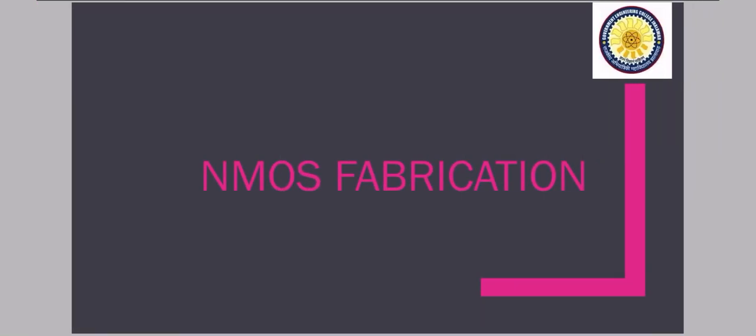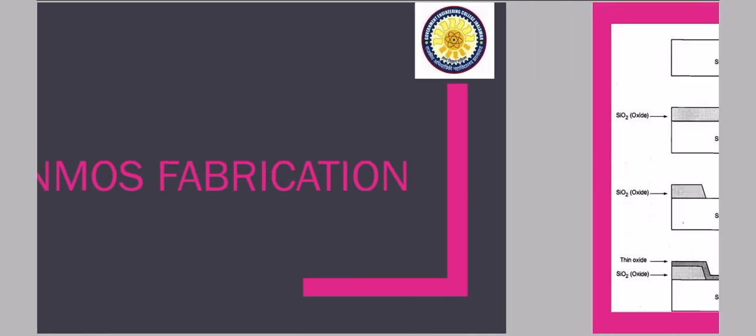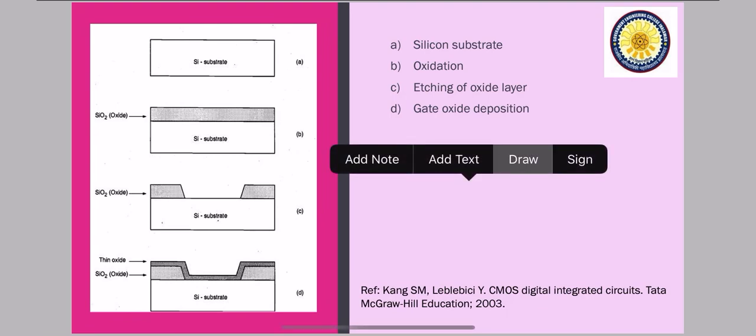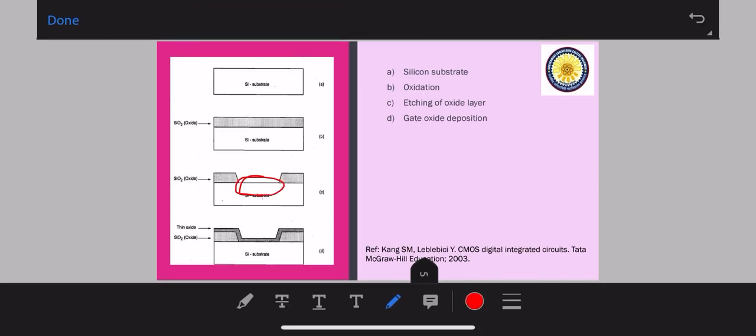So now we will discuss your NMOS fabrication. Process 1: the process starts with oxidation of your silicon substrate, as you can see in diagram B, in which a relatively thick silicon dioxide layer, called the field oxide, is created on the surface. Then the field oxide is selectively etched to expose the silicon surface on which the MOS transistor will be created. You can see here this part is etched. In this part your MOS transistor will be created.